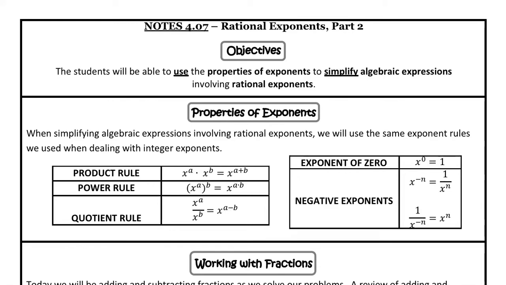Good morning, guys. Today we're going to continue our discussion with irrational exponents. So these are exponents with fractions, and this is part 2. We're still going to use the rules that we learned so far: the product rule, power rule, quotient rule, exponent of 0, and negative exponents. But since we're dealing with fractions, we're going to look at what happens when we have to add exponents that are fractions and subtract exponents that are fractions.